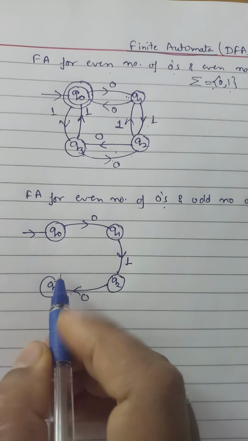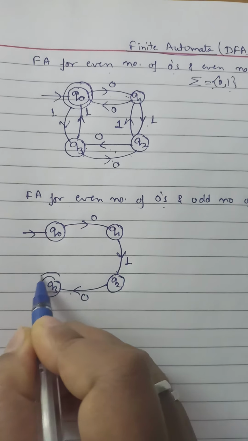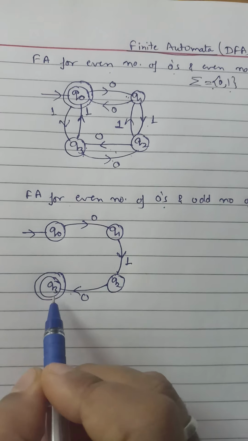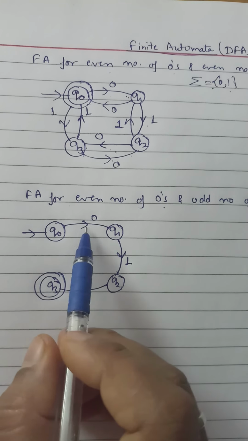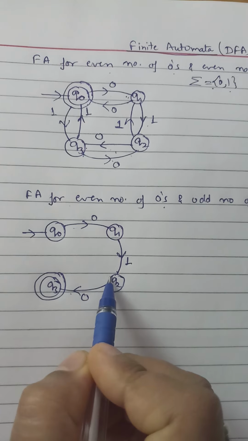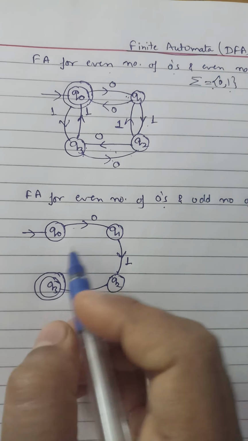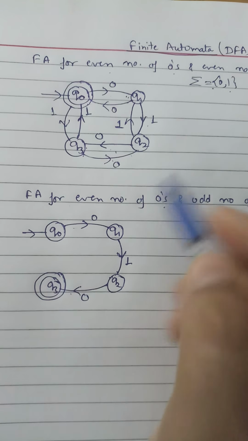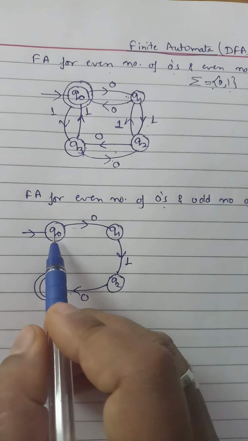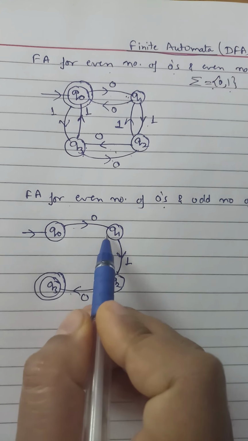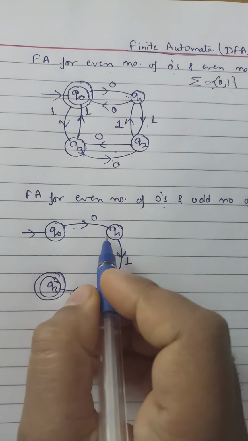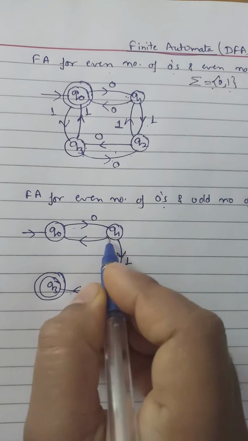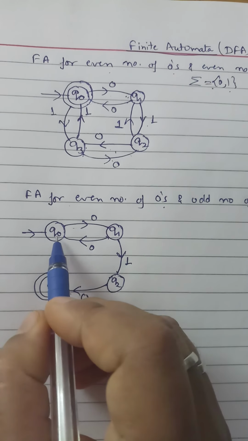So we will make Q3 as a final state, where we will get even number of zeros and odd number of ones. So we can see we have transition from Q0. Alphabet is same here. So if we make another transition, suppose like this, from Q0 to Q1 on 0. First we make Q0 to Q1 on 0.